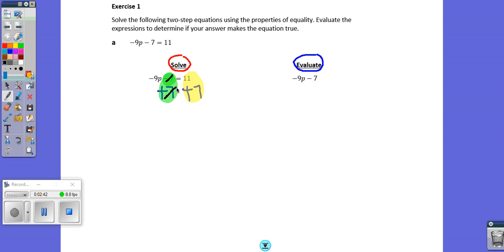So in the end, you end up with, on the left side of the equal sign, -9p plus 0. But we don't need to bother writing plus 0 because it's equal to -9p, right? -9p plus 0 is -9p. So there isn't a reason to write down plus 0 because it doesn't change our problem at all. And then in yellow, I have 11 plus 7, which is equal to 18.